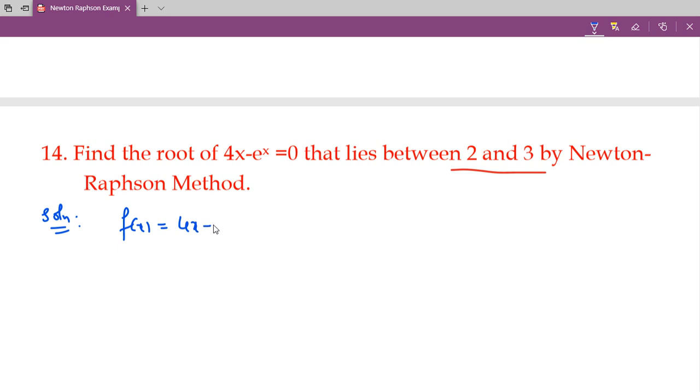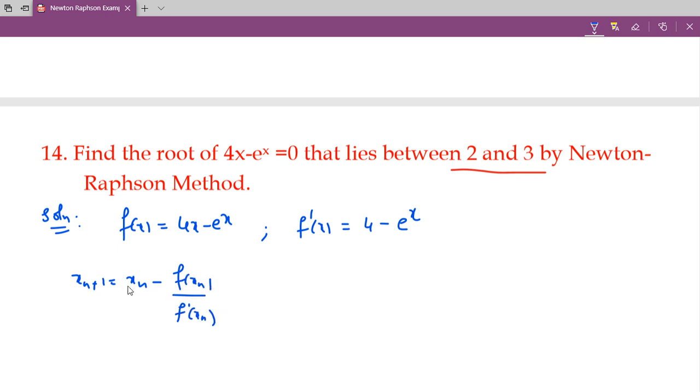So f(x) = 4x minus e power x. What is f dash of x? f dash of x will be the differentiation of 4x, which is 4, and e power x is e power x itself. Now by trial and error, the root lies between 2 and 3, which is already given. So let us start with the Newton-Raphson formula: xn plus 1 is equal to xn minus f of xn divided by f dash of xn.